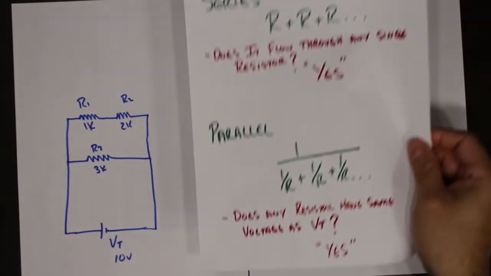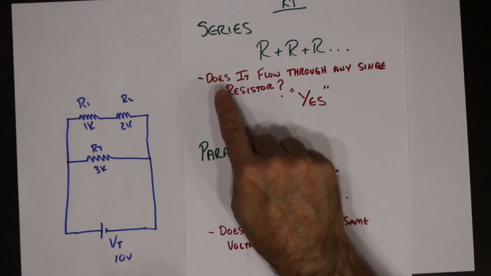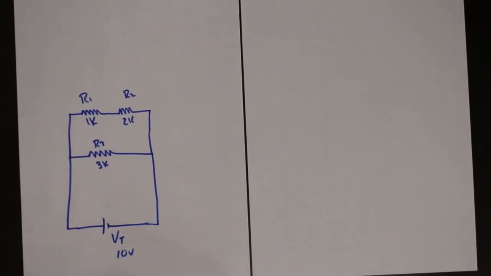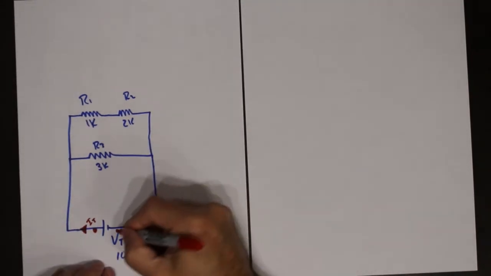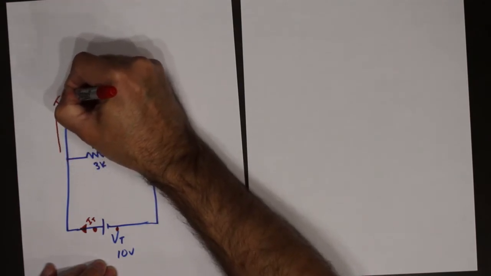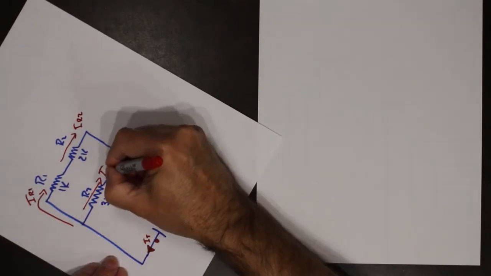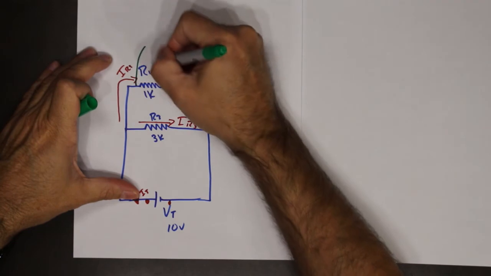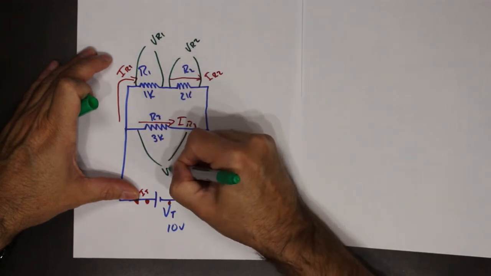So I'm going to bring back our little questionnaire. We're going to ask our questions. Does IT flow through any single resistor? Well, let's identify this stuff, same as what we did last time. Here is I total. R total would be the whole circuit. This is IR1. This is IR2. This is IR3. This is VR1. This is VR2. And this is VR3.